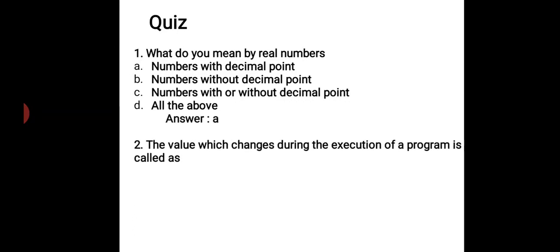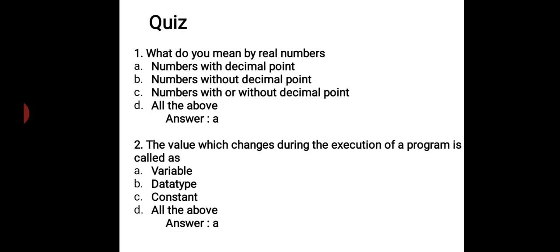And the second question: the value which changes during the execution of a program is called as variables, data types, constant, all the above. Which one is correct? A, that is the variable.